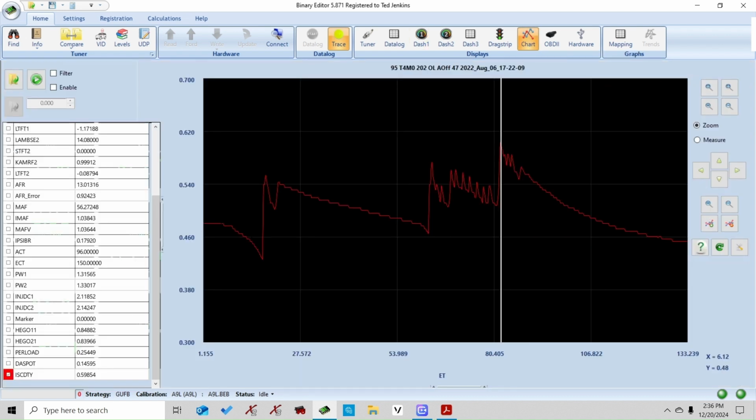That's the IAC duty cycle logged. It's idling about 48%. When the throttle's hit, it used to kick up several times in this one. It goes into that pre-position. It's about 60%. That's pretty common.